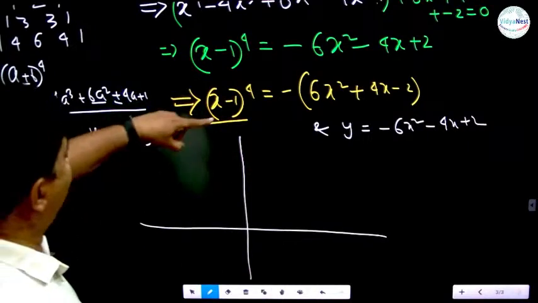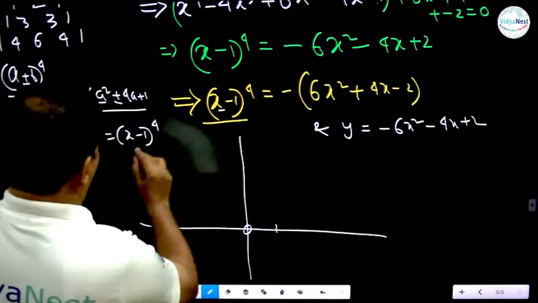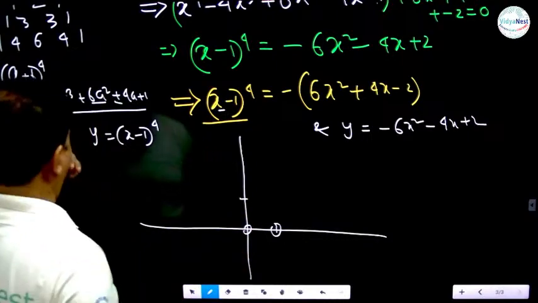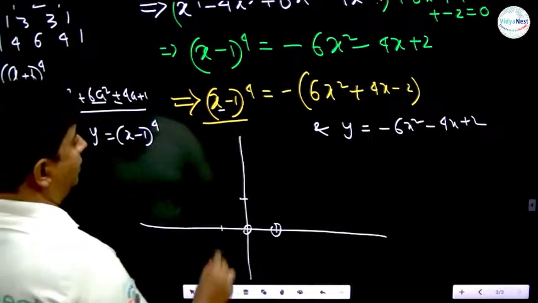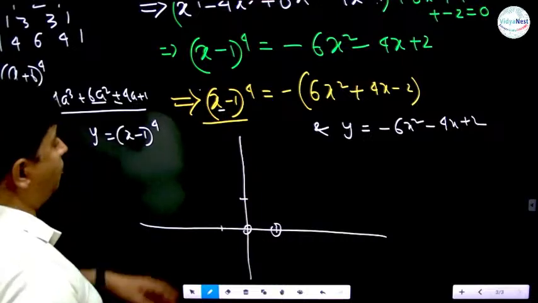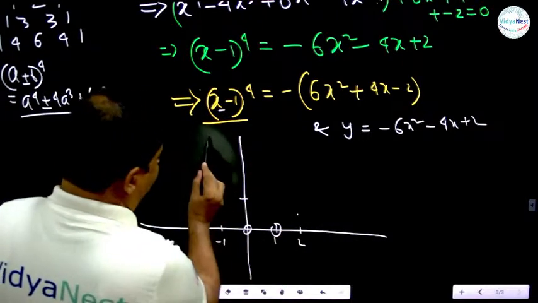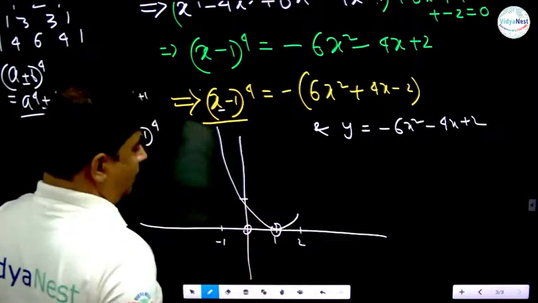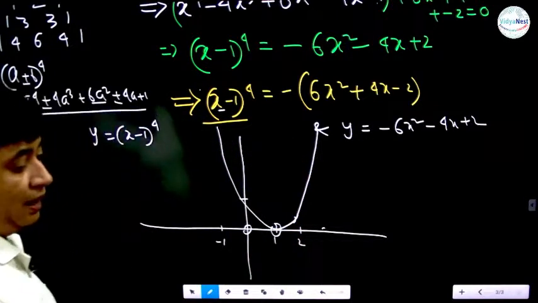Now, how to draw this graph? Put x is equal to 1, then y will be 0. Put x is equal to 0, y will be 1. Now, put x is equal to minus 1, then y will be 2 to the power 4, 16. Now, put x is equal to 2, y is equal to 1. So the curve will be like this. Now put 3, again 2 to the power 4, 16, symmetrical. The curve will be like this. Understand?